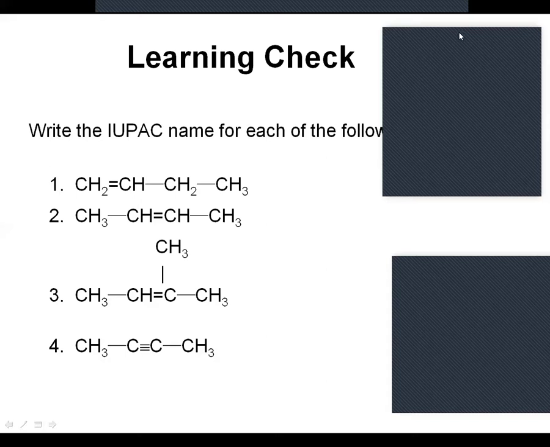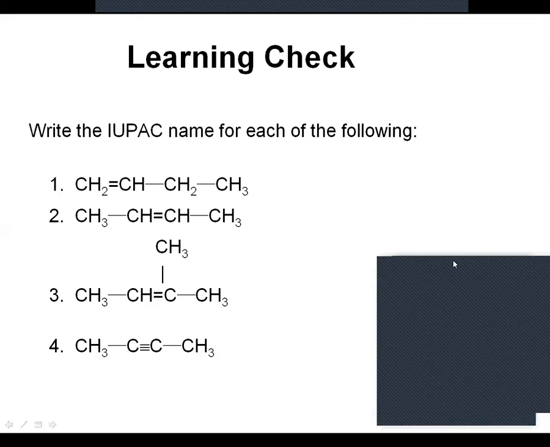Okay, so why don't we take a look at these guys and see what we got going on. So again, just like everything, when you go to name them, we're looking for the longest continuous carbon chain. In this case, it's pretty much straight across. So in this case, we do have 4 carbons. Again, the idea here, 4 carbons is based off of butane.